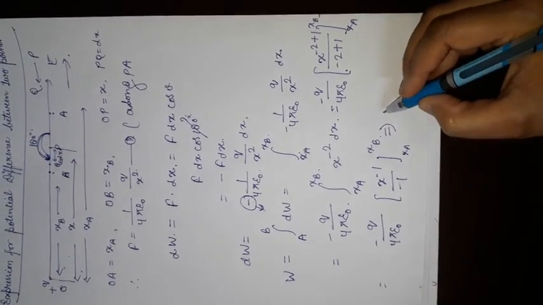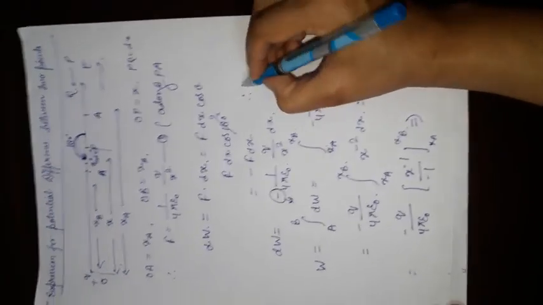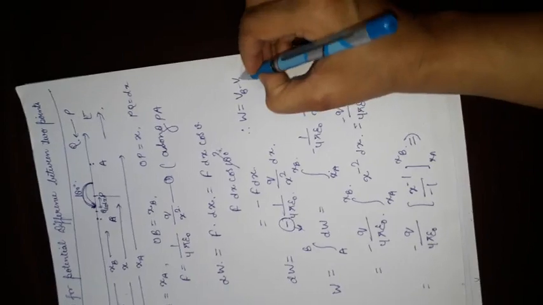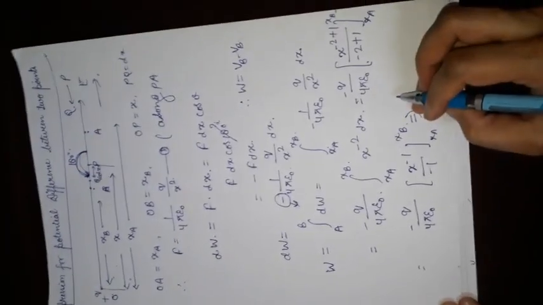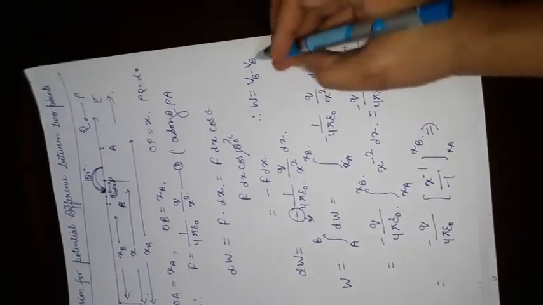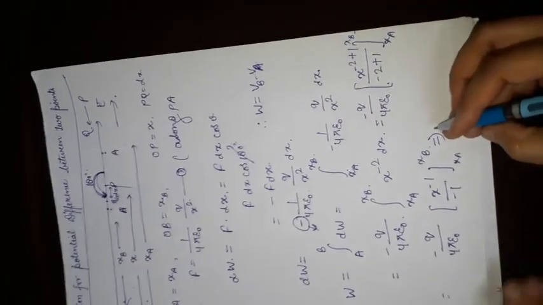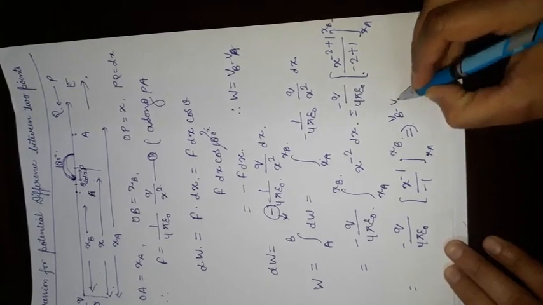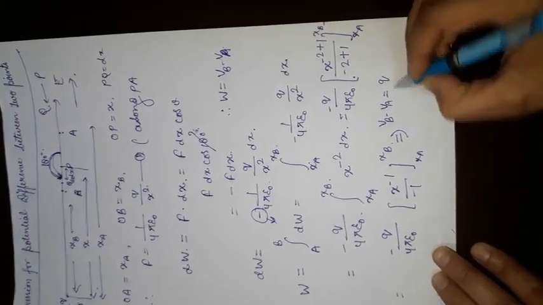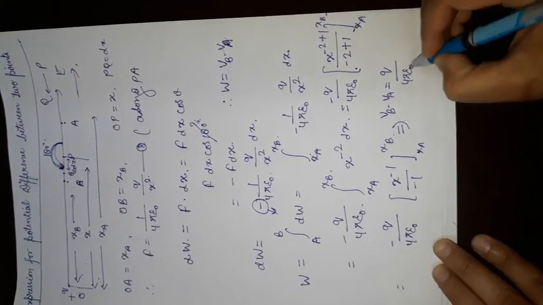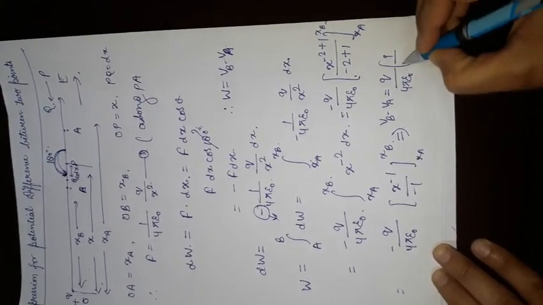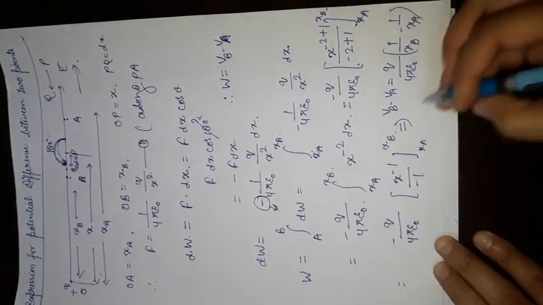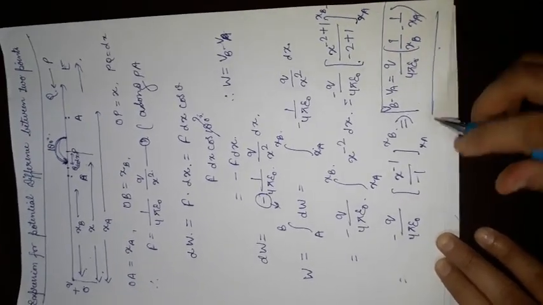So as we know, work done is equal to the potential difference. So VB minus VA will be Q over 4 pi epsilon naught. Put the limit, 1 over XB minus 1 over XA.